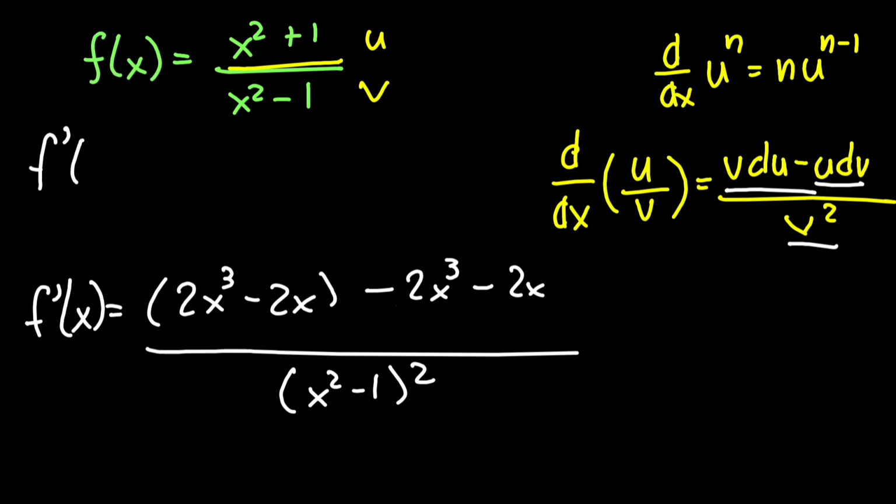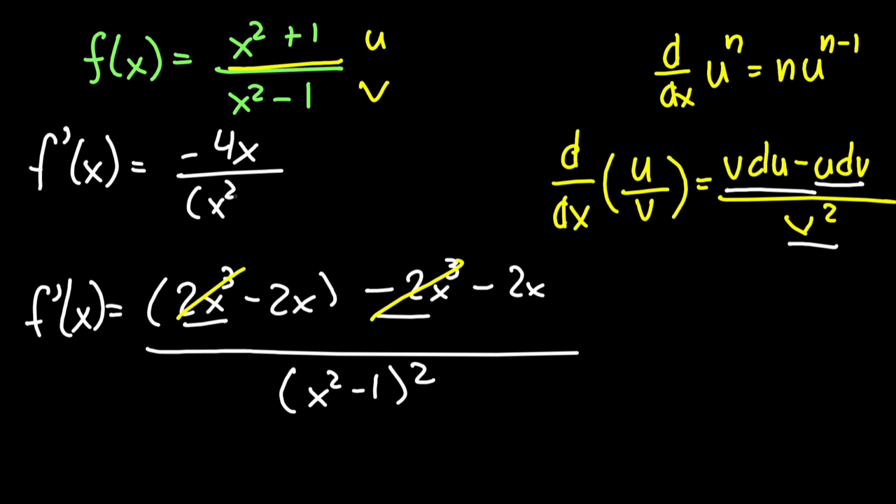So f prime of x here would be equal to, combining these two terms, 2x cubed and 2x cubed, since it is a negative here, it would result in 0. And for this, negative 2x minus 2x would be equal to negative 4x over x squared minus 1 to the power of 2. And this would be your final answer.